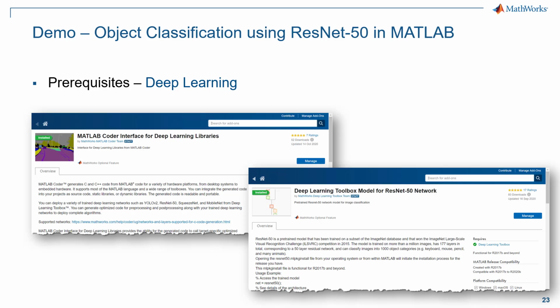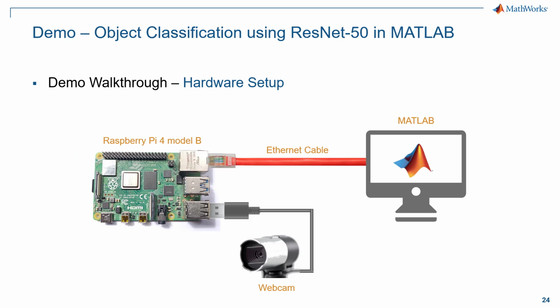Moving on, the other support packages that you will need are the MATLAB Coder interface for deep learning libraries and the Deep Learning Toolbox model for ResNet50, since we are using this neural network in the demo. Alright, so now we are all set to move on to the implementation details of our demo.